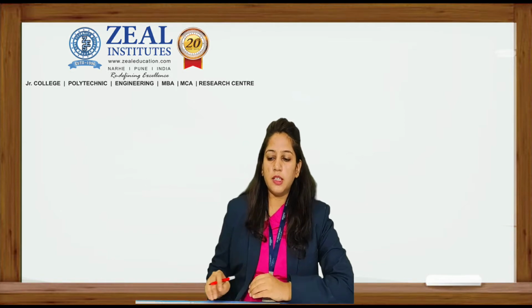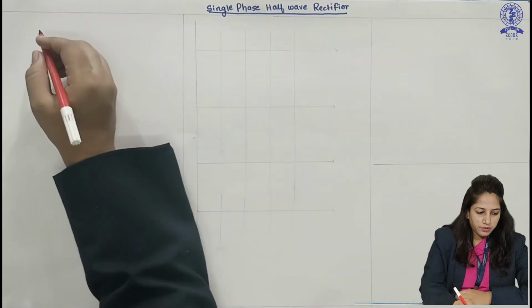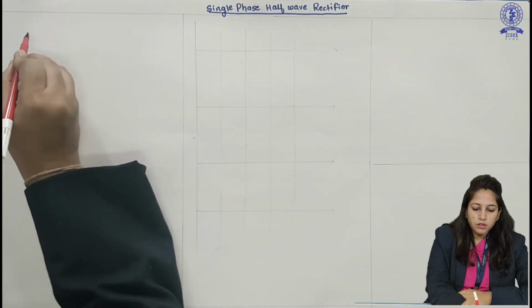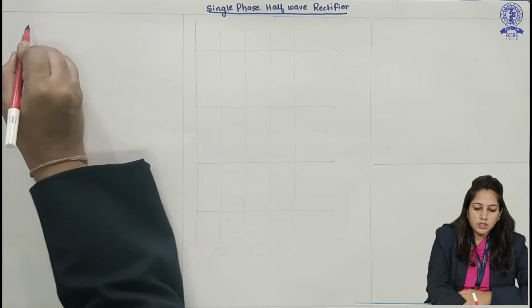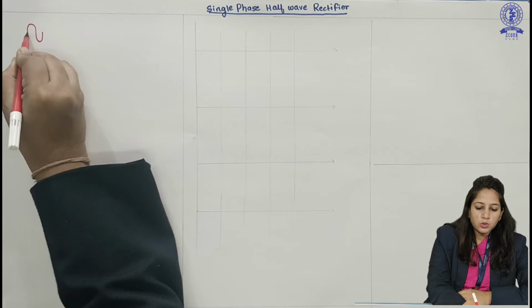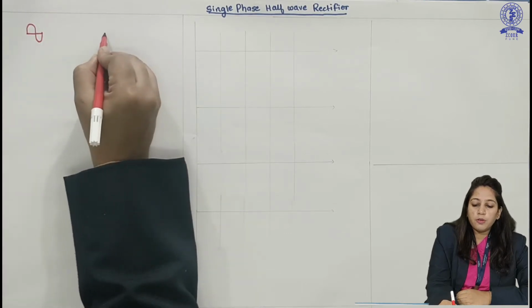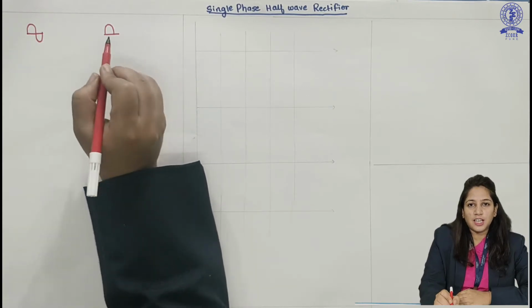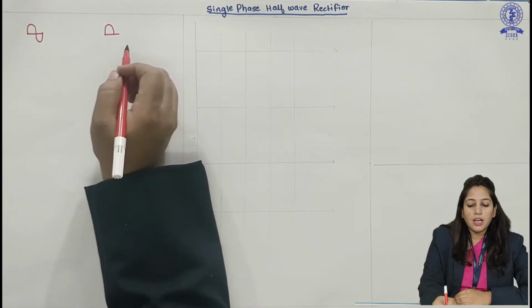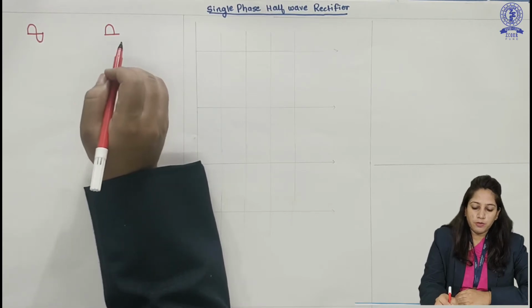Let's see what a single phase half wave rectifier is. Whatever input voltage I apply, this is an input voltage of full cycle, and this half wave rectifier will give me output for only half cycle, that is the positive cycle. So this is called a single phase half wave rectifier.